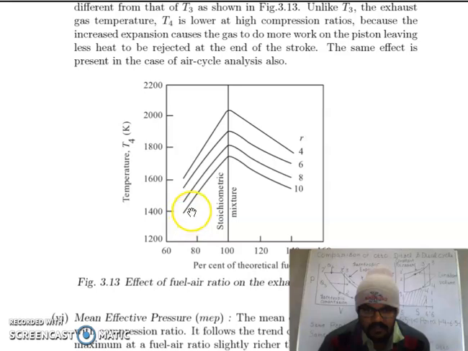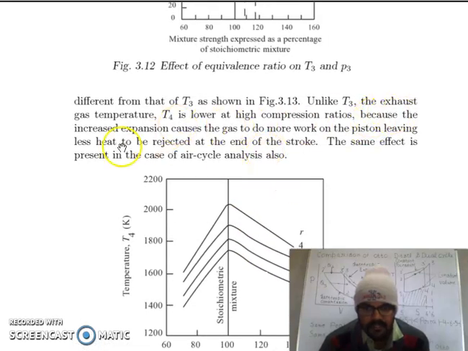You can see the exhaust temperature is less at the lean mixture. If you use a lean mixture, your exhaust temperature is less, and if you use a stoichiometric mixture, your exhaust temperature starts to increase, and after stoichiometric mixture, because of dissociation and other factors, your exhaust temperature starts to decrease. You can see here the exhaust gas temperature T4 is lower at high compression ratios. When the compression ratio is high, 10, your exhaust temperature is low, and when your compression ratio is 4, your exhaust temperature is high.